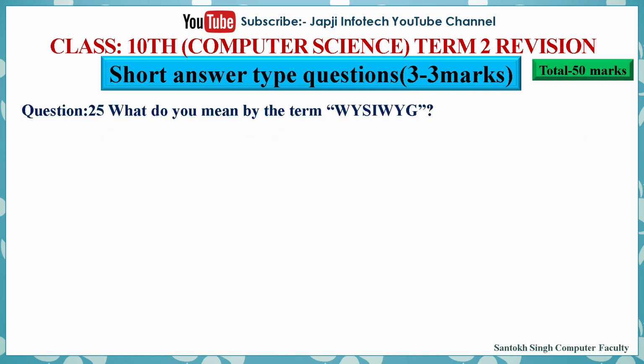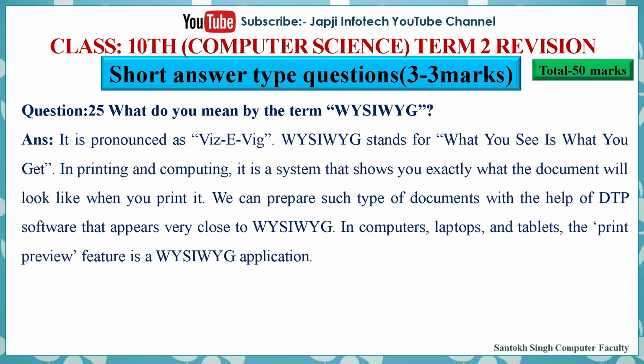And the 25th one is, what do you mean by the term what you see is what you get? So it is pronounced as WYSIWYG. WYSIWYG stands for what you see is what you get. In printing and computing, it is a system that shows you exactly what the document will look like when you print it.